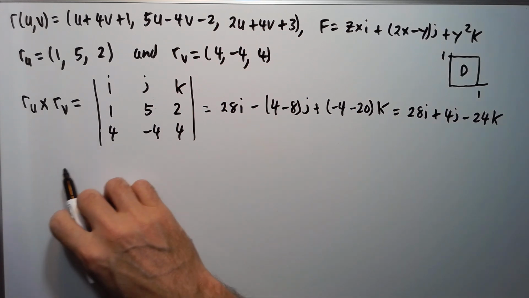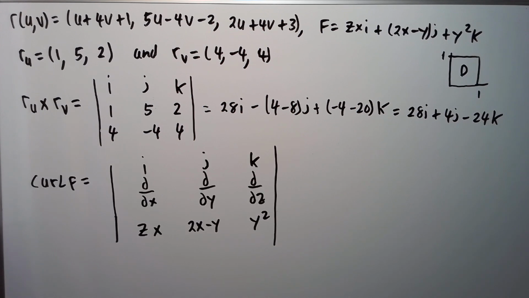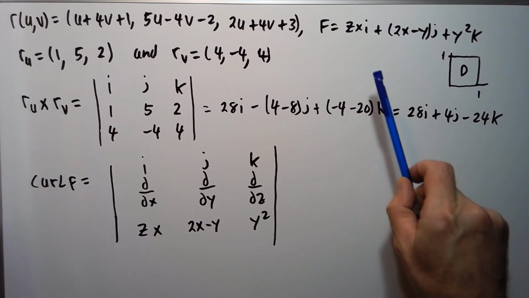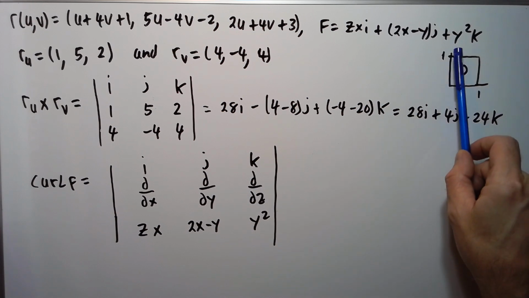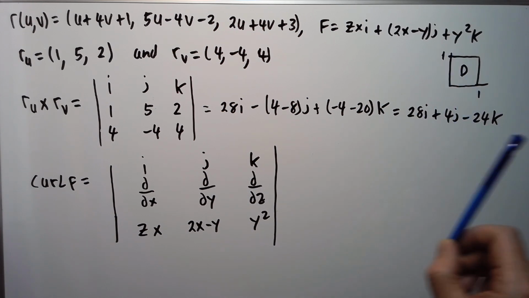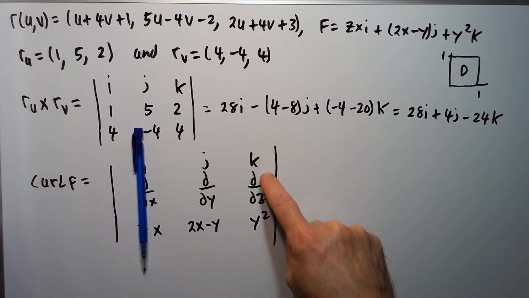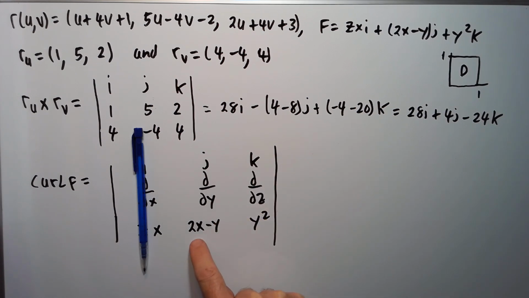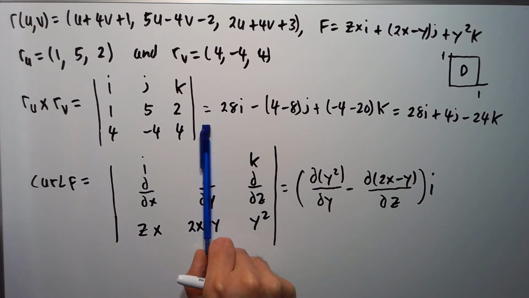So I'm going to write the definition here. So there's the definition of curl. Again, I use my function down here. The function up here is zx here, 2x minus y here, y squared here. Okay, let's do the I component first. So the partial y acting on y squared minus partial z acting on 2x minus y. So we get this.